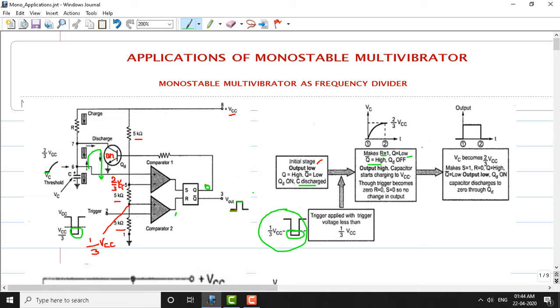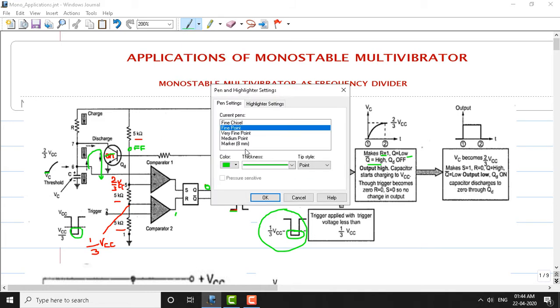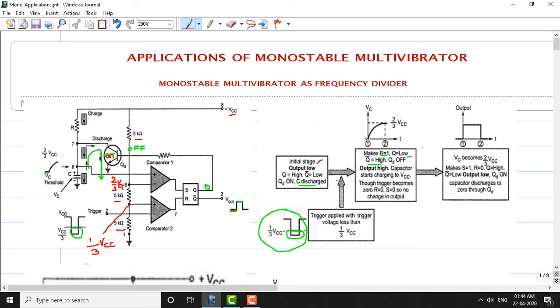Now, let us see the condition of this transistor QD. The QD will become off now. So this is no longer in the on condition; the transistor QD is in the off condition. Once the transistor is off, the capacitor is disconnected from the ground. Once the capacitor gets disconnected, it finds a path to charge. So the output is high for this condition.